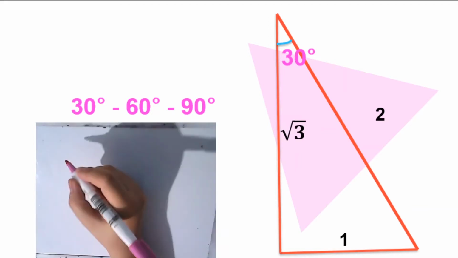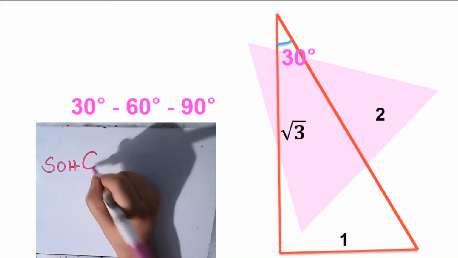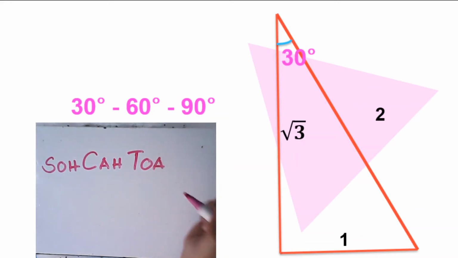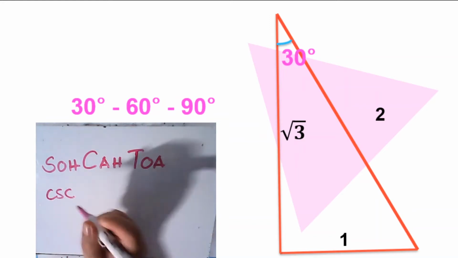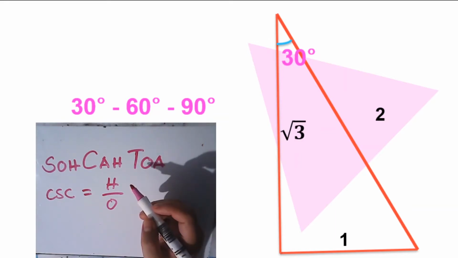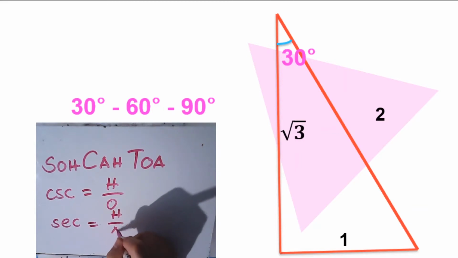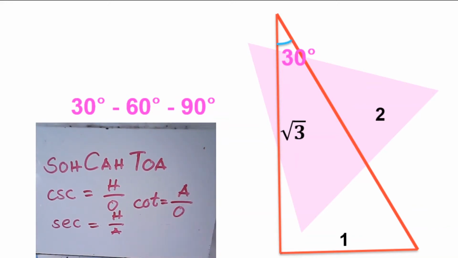of a right triangle, where sine is equal to opposite over hypotenuse, cosine is equal to adjacent over hypotenuse, and tangent is equal to opposite over adjacent. Also, we were able to learn about the reciprocal trigonometric ratios. The reciprocal of sine is cosecant, therefore it is hypotenuse divided by the opposite side. While the reciprocal of cosine is secant, therefore it is hypotenuse divided by the adjacent side. And the reciprocal of tangent is cotangent, therefore it is adjacent over the opposite side.